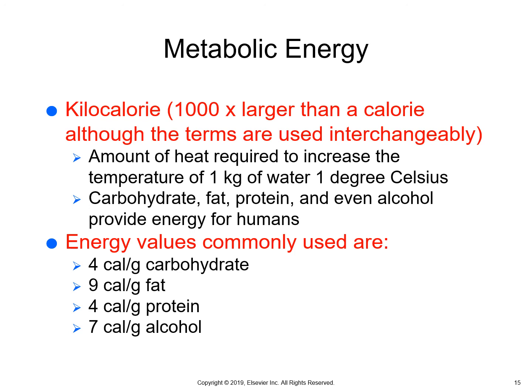Carbohydrates, fats, proteins, and even alcohol provide energy for humans. Know the different energy values that are provided by each macronutrient. So protein and carbohydrates are both 4 kilocalories per gram, and fat is 9 kilocalories per gram, and alcohol is 7. So you definitely want to know the energy values for your macronutrients.